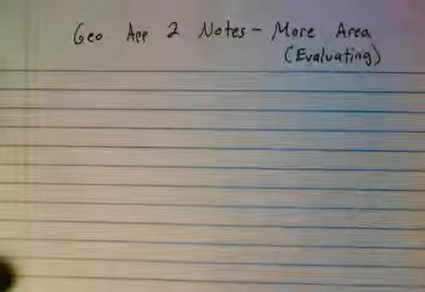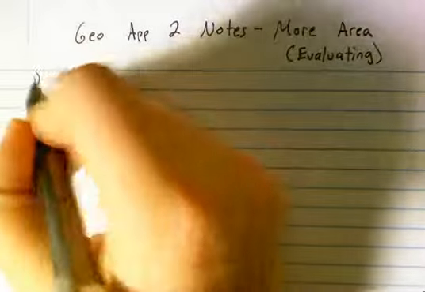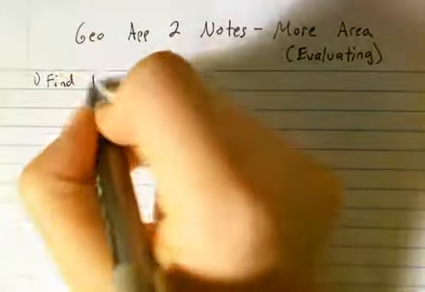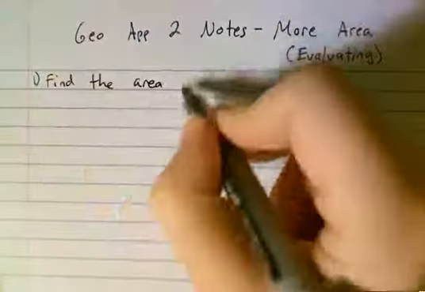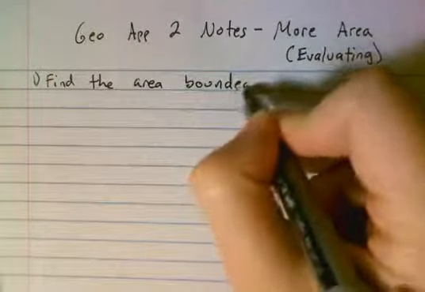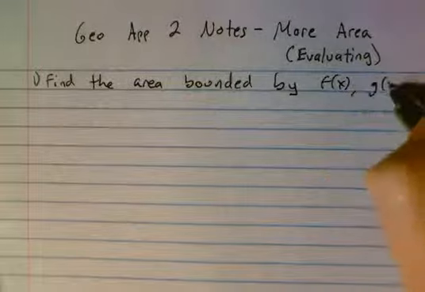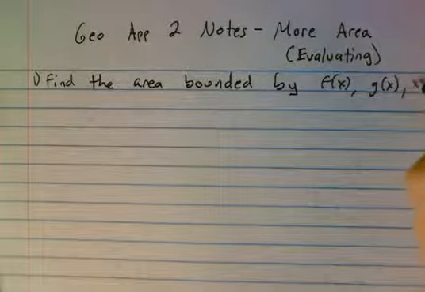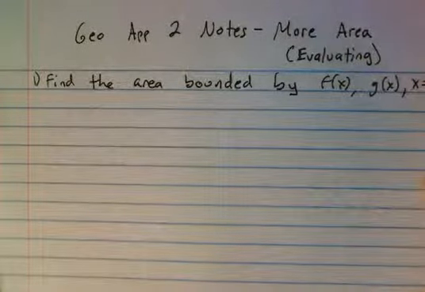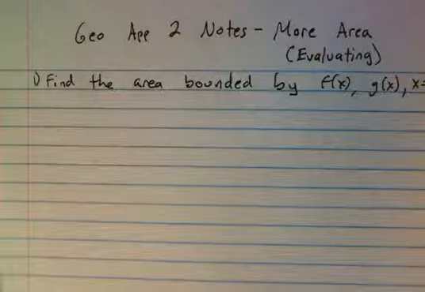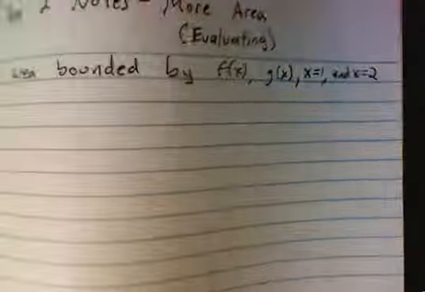So let's go straight for an example. We are going to find the area bounded by f of x, g of x, x equals 1, and x equals 2.